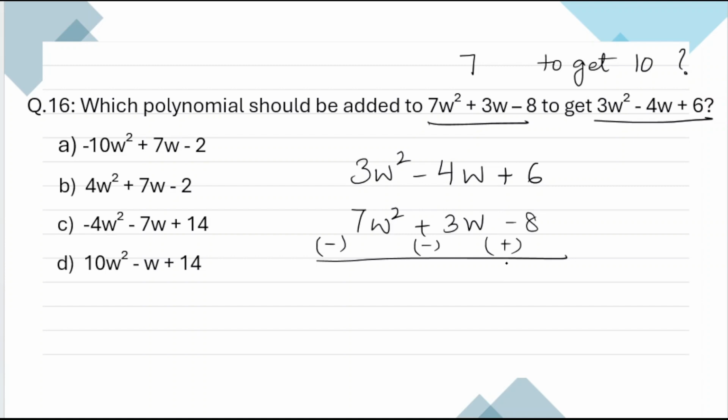6 plus 8, 14. Negative 4, negative 3, negative 7. 3 minus 7, negative 4. That's our answer. So where is that? It's option C.